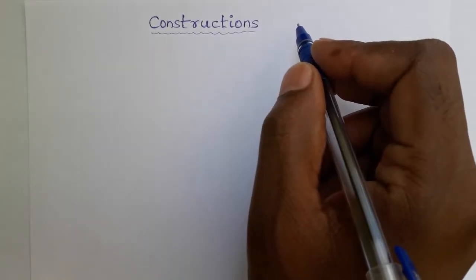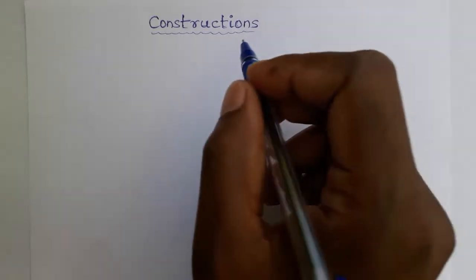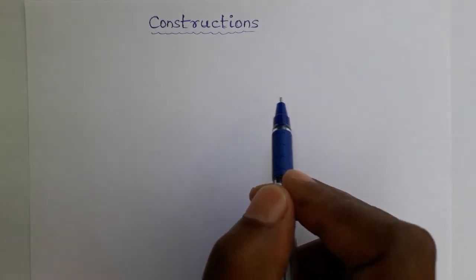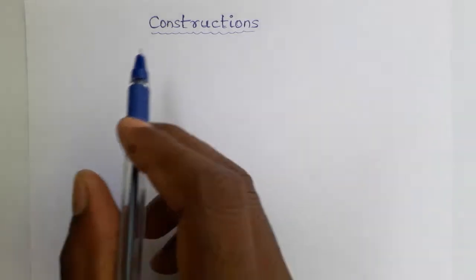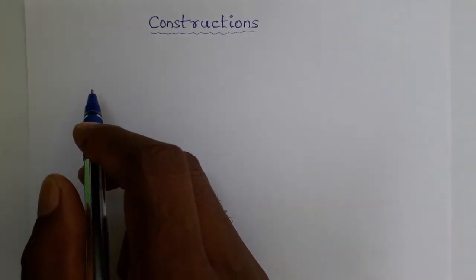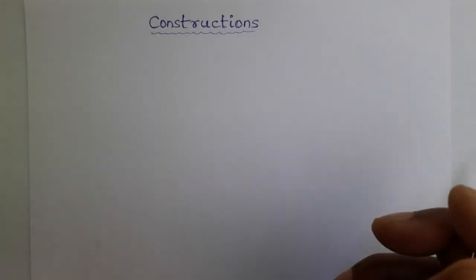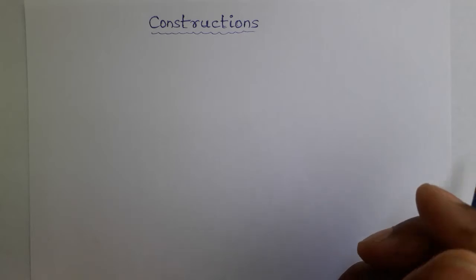In my last class, we studied constructions part 1. In that, how to construct two tangents from the same external point. Today we are going to learn about incircle and circumcircle for the given triangle.